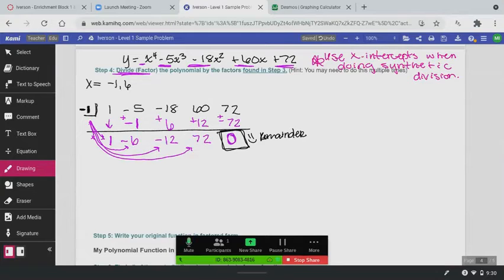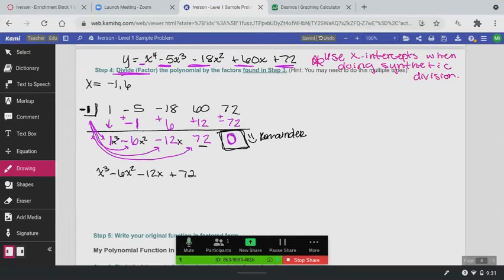So if I were to rewrite this as a new polynomial, 72 would become my constant. This would become my x. This would be x squared, and this would be x to the third. So I would rewrite that as x to the third minus 6x squared minus 12x plus 72.